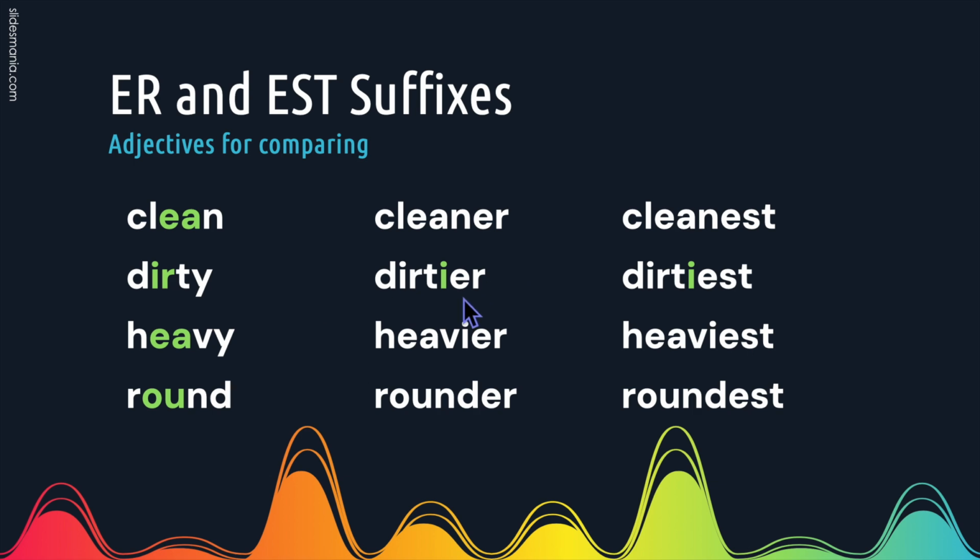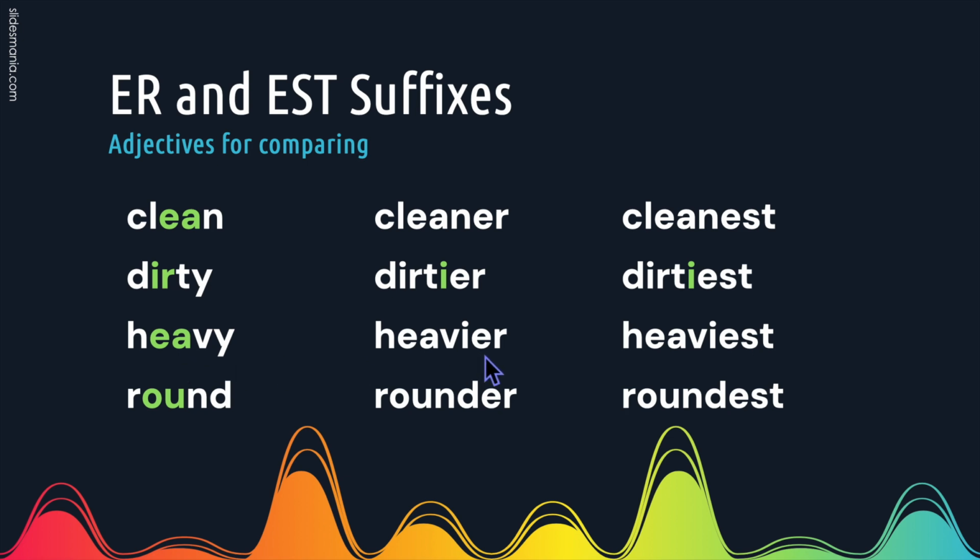Notice that when we add a suffix that starts with a vowel, the Y becomes an I. So we change the Y to an I before we add the er or the est. So dirtier, dirtiest. EA most of the time says E, like in clean, but sometimes it has a short E sound, and it does in this word. So this word is heavy. Once again, the Y becomes an I before adding a suffix starting with a vowel.